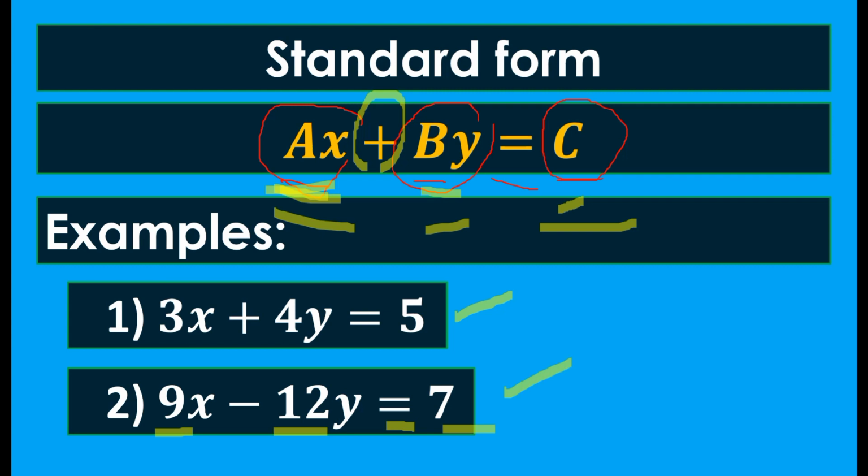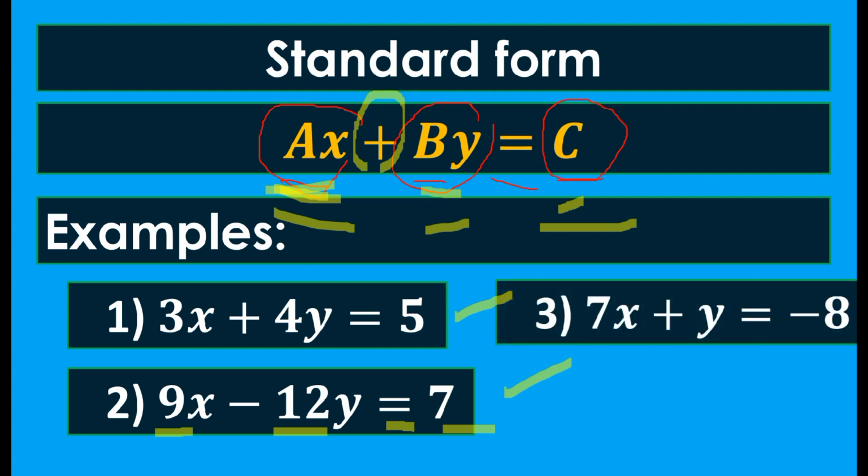So it is in standard form. Let's have another one. 7x plus y is equal to negative 8. So 7x comes first before your y and it would be negative 8. Now take note on the examples given. Your 3 here is positive, your 9 here is also positive, and your 7 here is positive. So take note that in a standard form, your a term must always be positive. And the constant number should be placed after the equal sign.